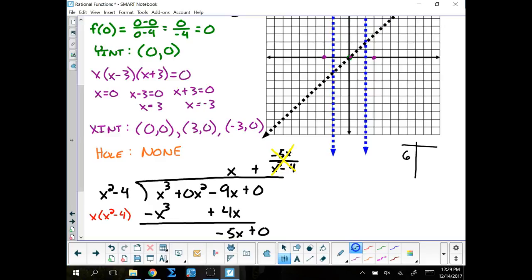So my function once again was x cubed minus 9x over x squared minus 4. So 6 cubed is what, 216? It is. Minus 54 is 162. 36 minus 4 is 32. What's 162 divided by 32? A little bit more than 5? Yeah, 5.06.